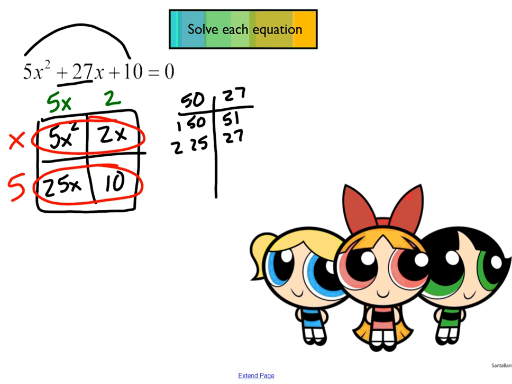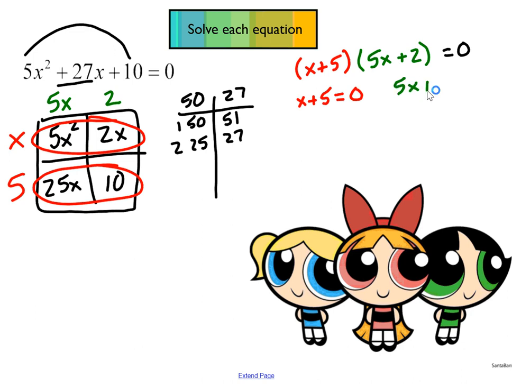Now I can rewrite these in factored form. So I have x plus 5 times 5x plus 2 equals 0. Now I need to use the zero product property to solve both of these. So I have x plus 5 equals 0, and I have 5x plus 2 equals 0.